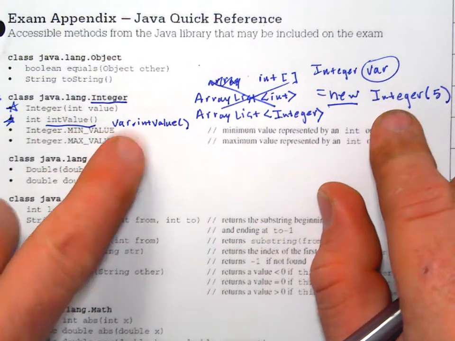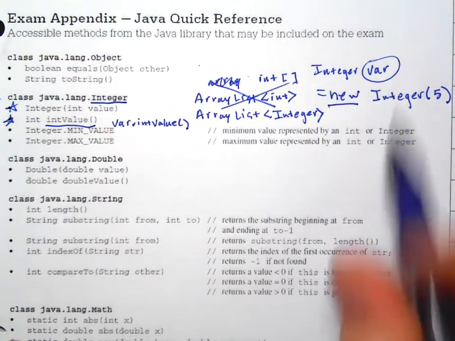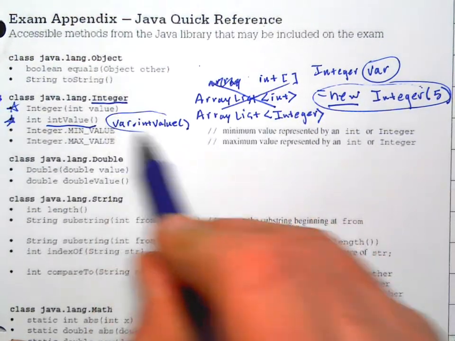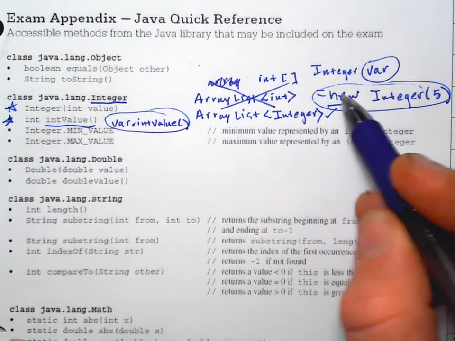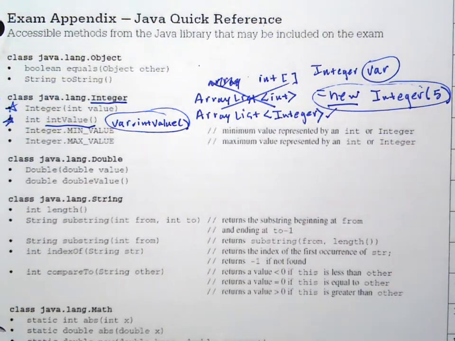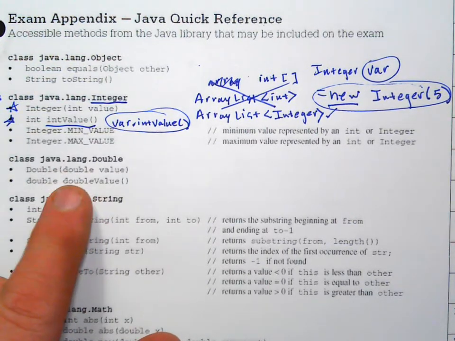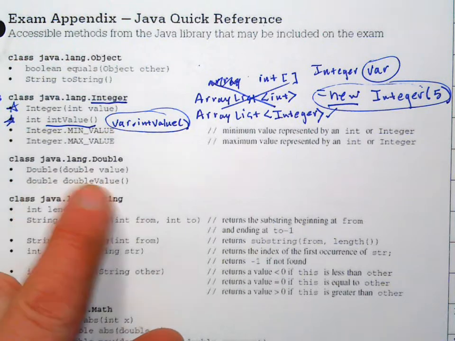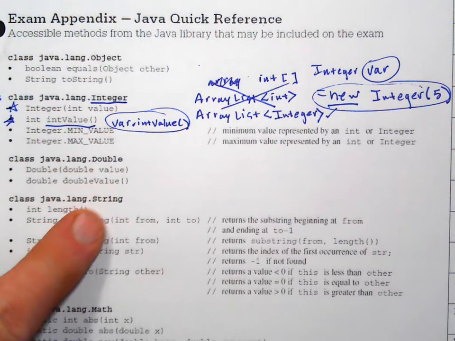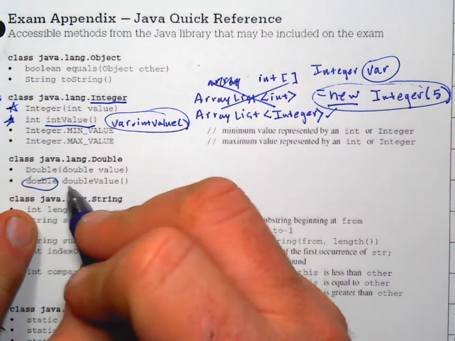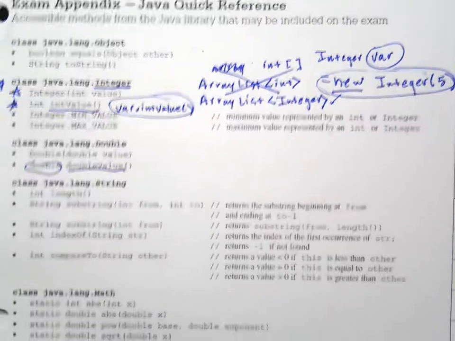Anyway, this could be helpful on your next practice test, just knowing how to create Integer objects and how to get values out of them, and the fact that we can use them in an array list where we couldn't use ints. There's another class that does the same kind of stuff for doubles. This is how you create a Double, capital D, and this is the return type of the method doubleValue, just like for integers.